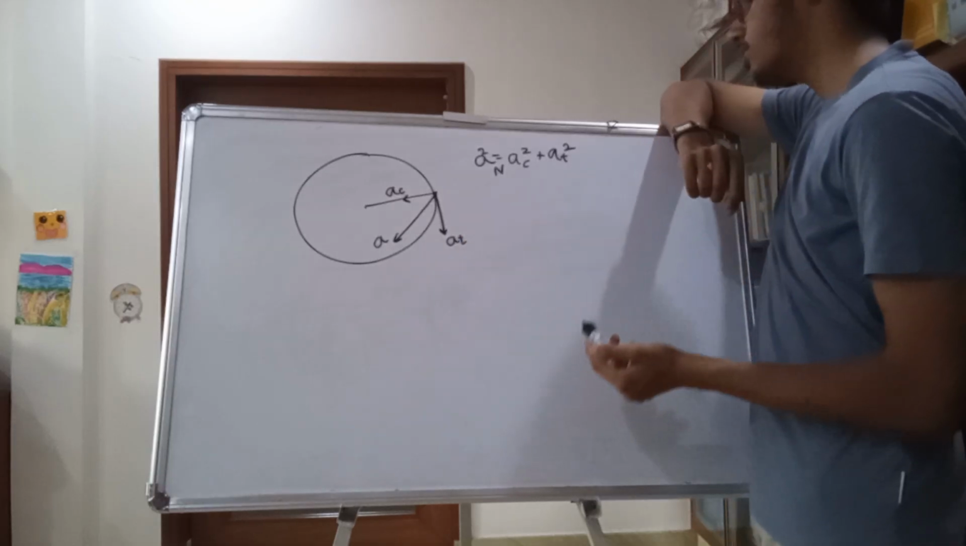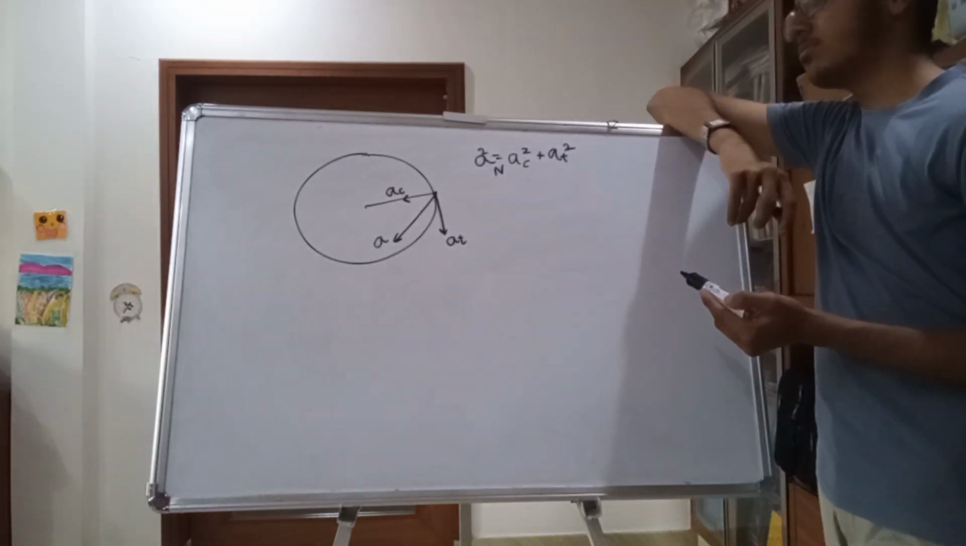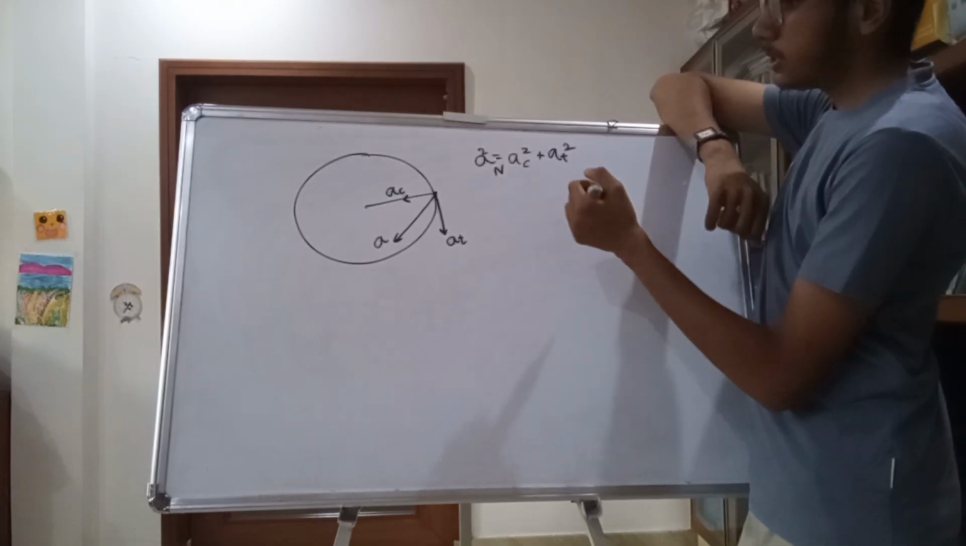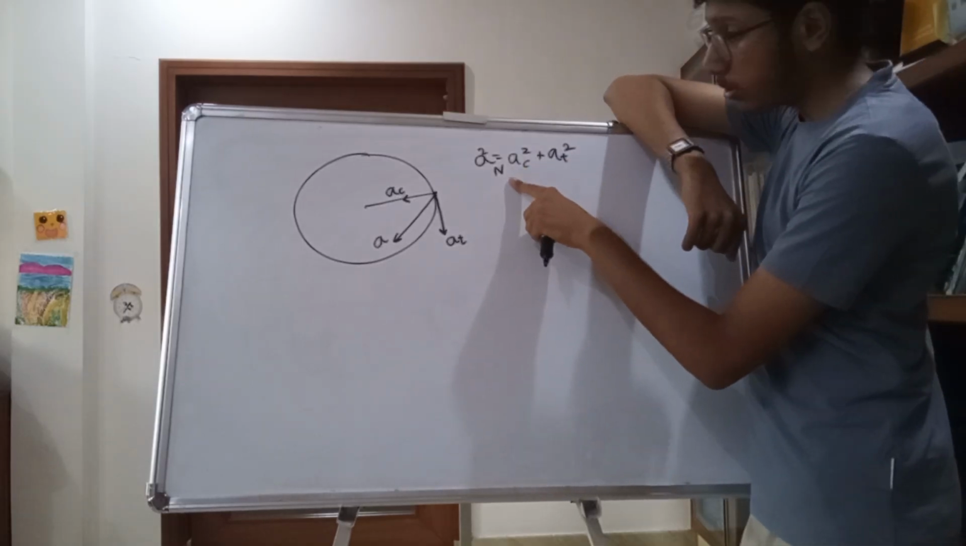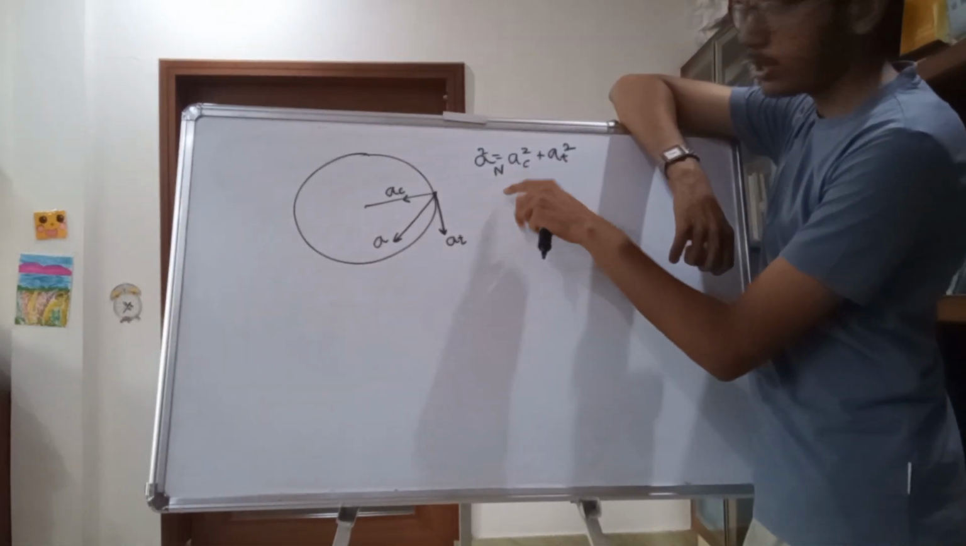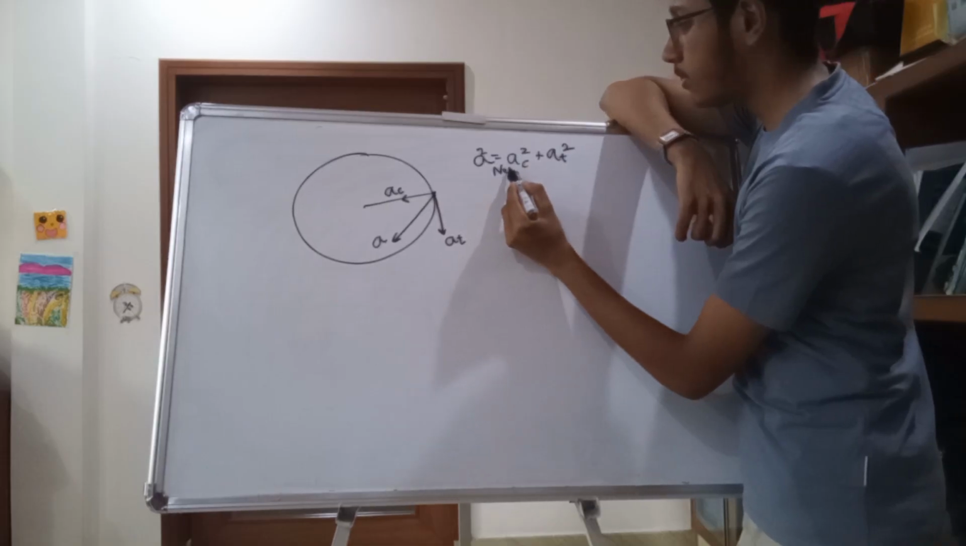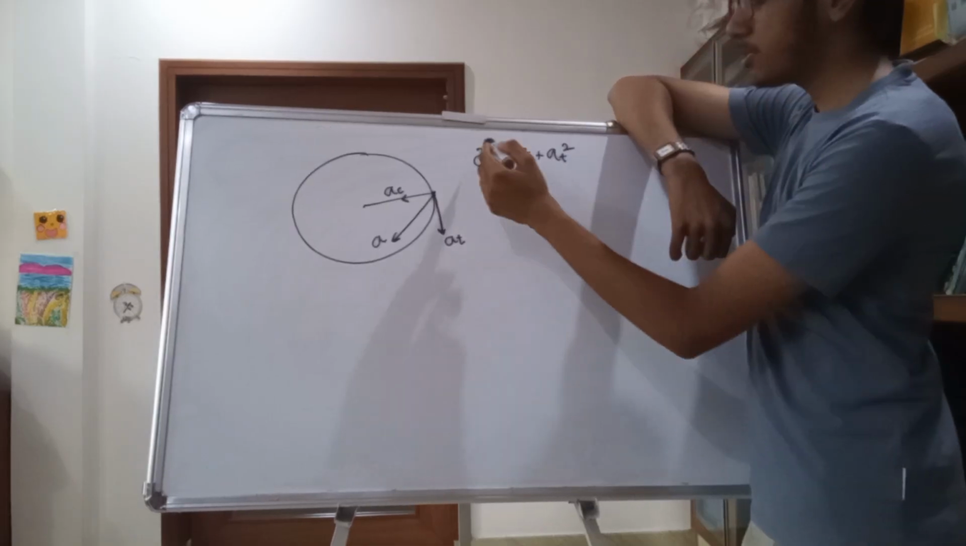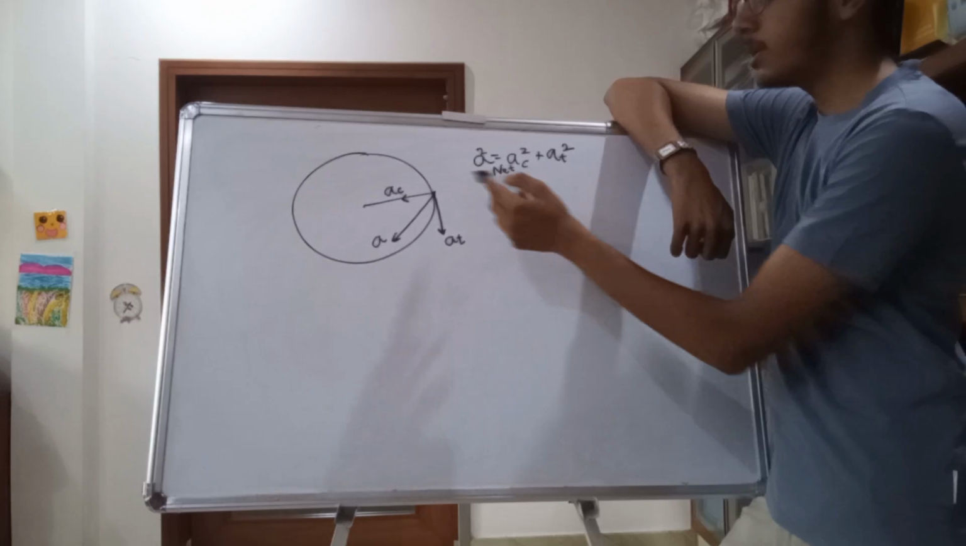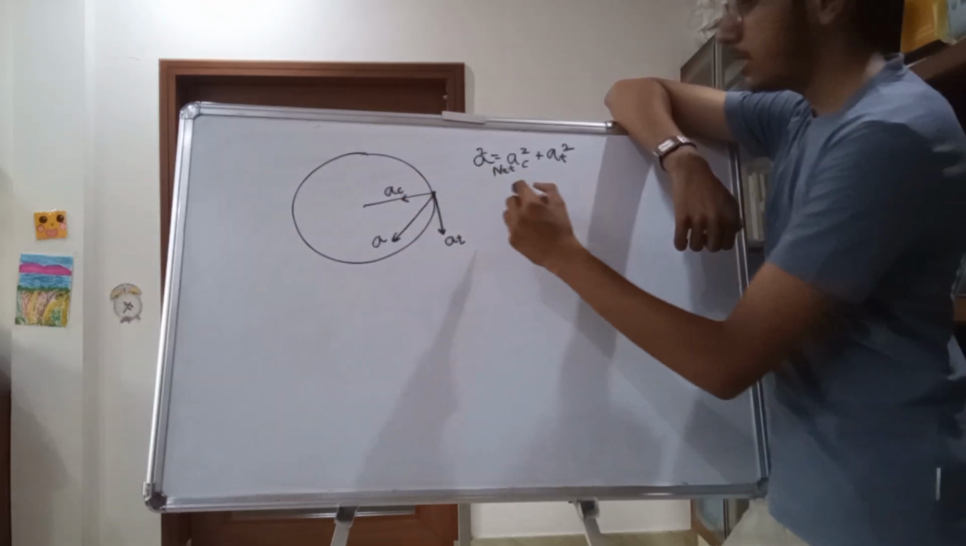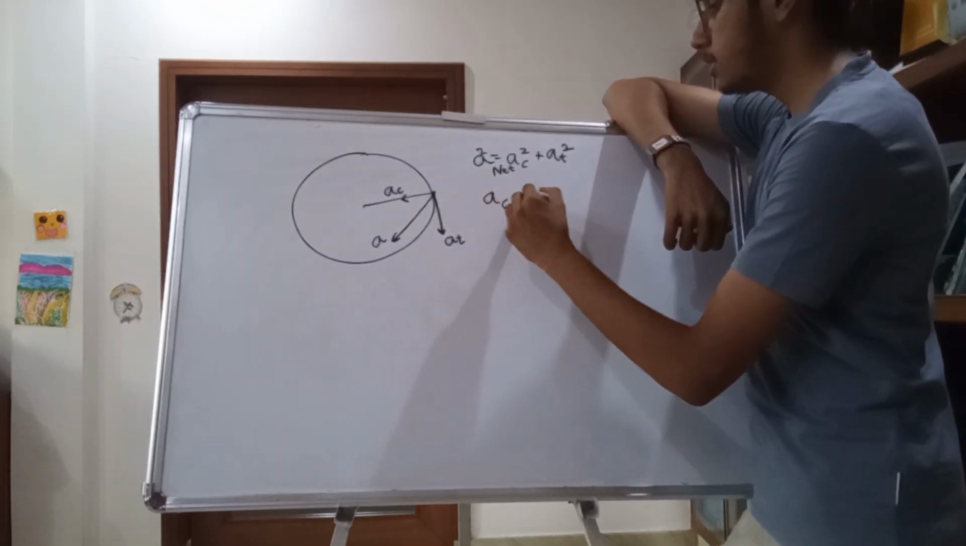Yeah, tangential acceleration. Next, but here it is net acceleration, not normal acceleration. And you need to not get confused. So let me write it in full. A net square is equal to A centripetal square plus A tangential square. What is this AC now? AC is centripetal acceleration.